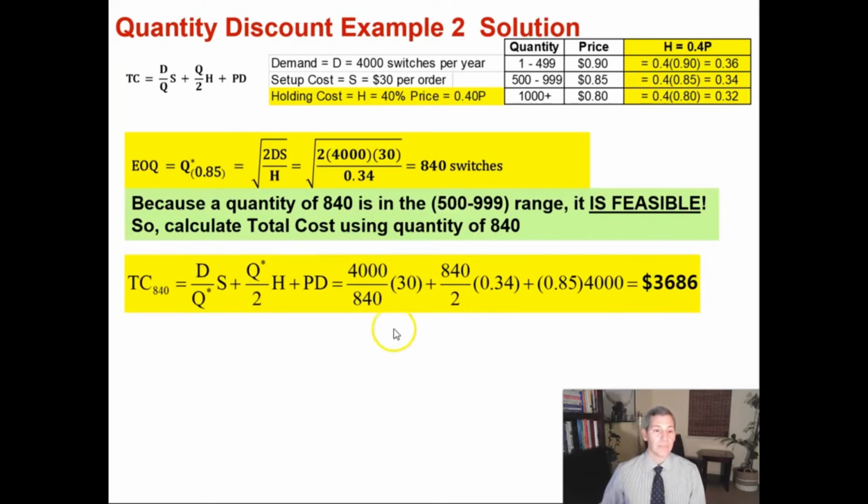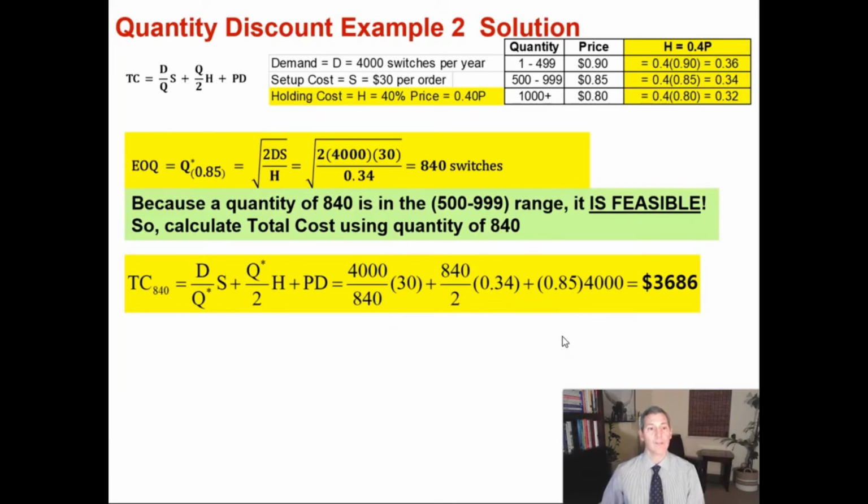We add in the known information. So now we can use our holding cost of 34 cents. We can use the purchase price of 85 cents. And we add in our annual demand of 4,000 switches per year. And that gives us a total cost of $3,686 as our total cost when we buy the economic order quantity. So great, we're done, right?